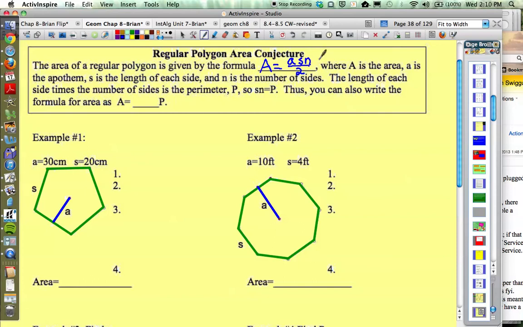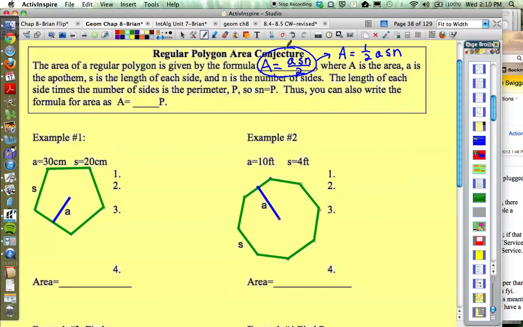Now you might also see this formula written as the area is 1/2 times a times s times n, and that's similar to what we've talked about in a couple of other formulas. I prefer a times s times n divided by 2, but 1/2 times a times s times n would certainly be the same thing, so it could also be used.